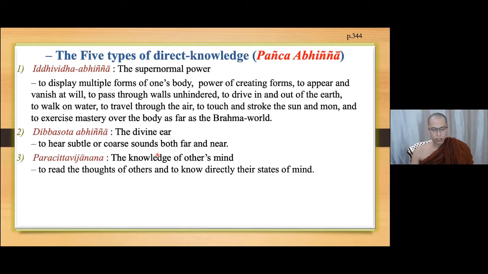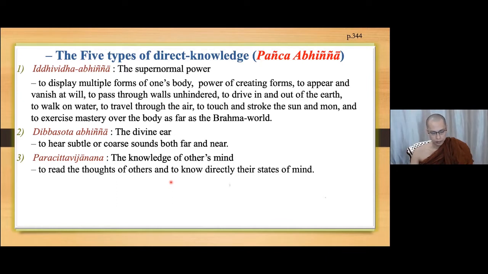Then Paracitta Vijanana. Paracitta is others' mind, Vijanana is knowing. So it is the knowledge of others' minds. By this power, the meditator can read others' thoughts and can read the mind, how the mental process arises in another person's mind.